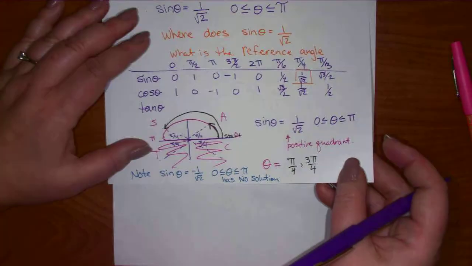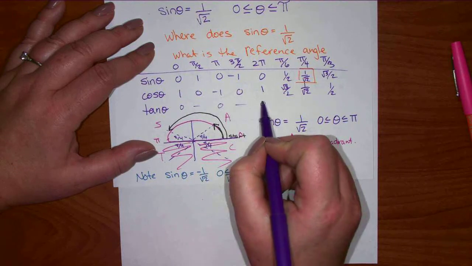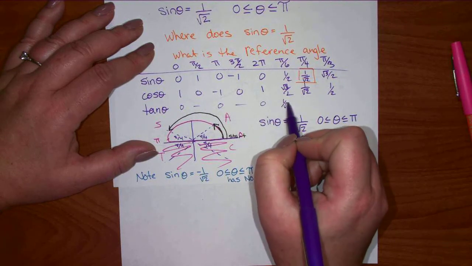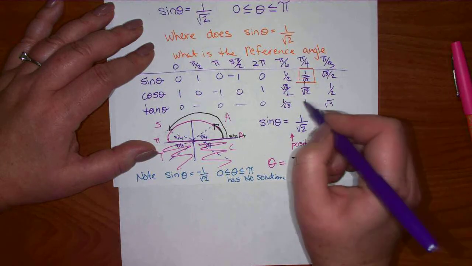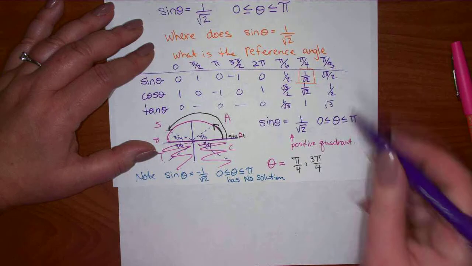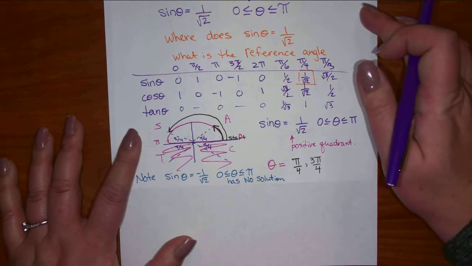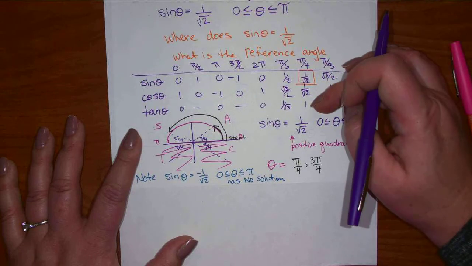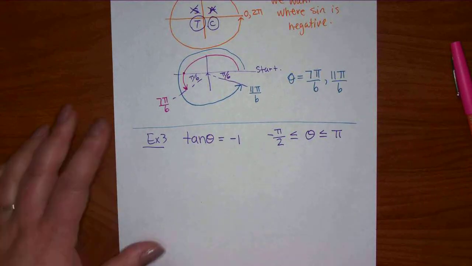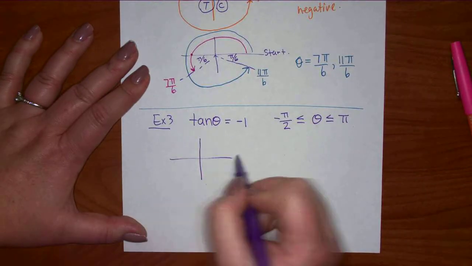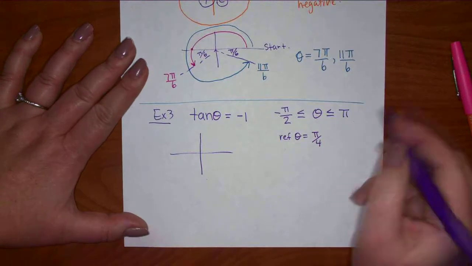So back to my table. These are zeros and undefined. This is 1 over root 3. This is 1 over 1. And this is root 3 over 1. So 1 is right here at pi over 4. So that's our reference angle, pi over 4. So tan is 1 at pi over 4. Don't worry about the negative sign. That tells us what quadrant to look in. So our reference angle is pi over 4. And we got that by looking in the table.